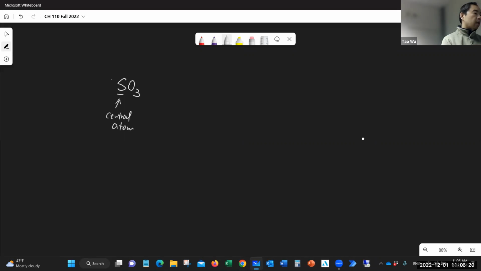Well, this one is not, let's see, SO4, SO3. This is a compound, right? So first of all, you need to know which one is a central atom and which one is a side atom. So sulfur is the central atom because there is only one of it. And oxygen here is a side atom because oxygen has a multiple number. And then you make the skeleton for the structure, which is to put the central atom in the center and put the side atoms on the side.